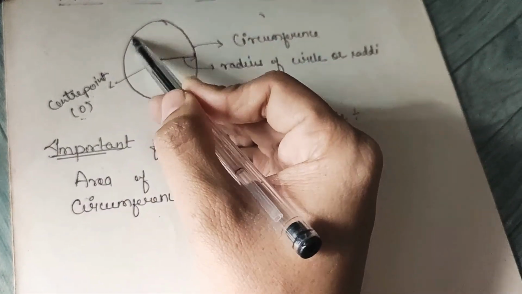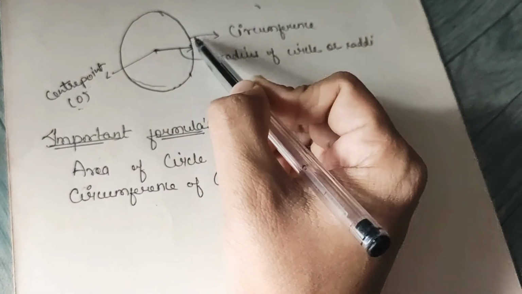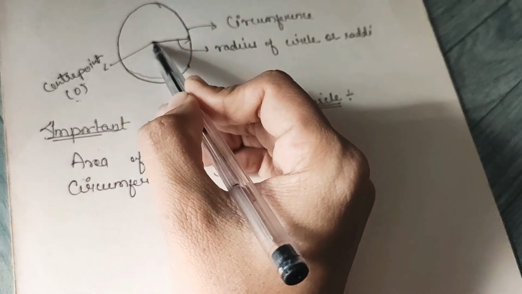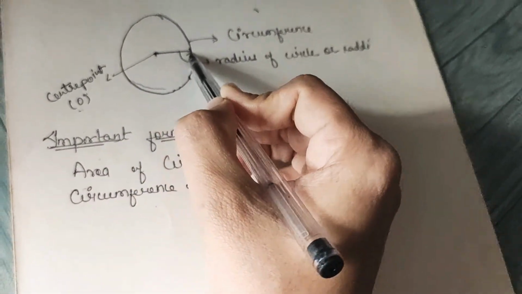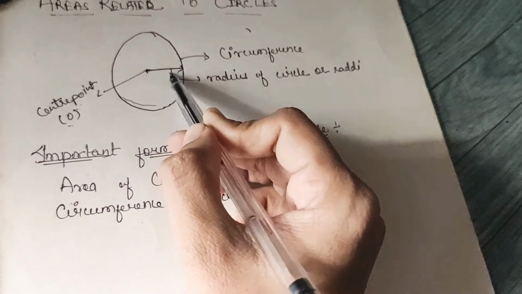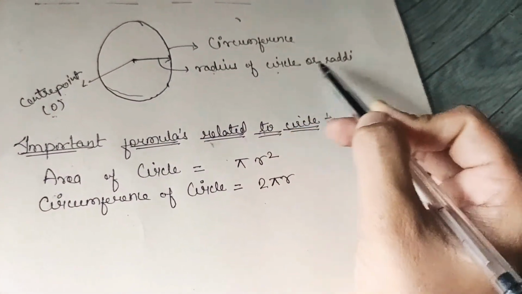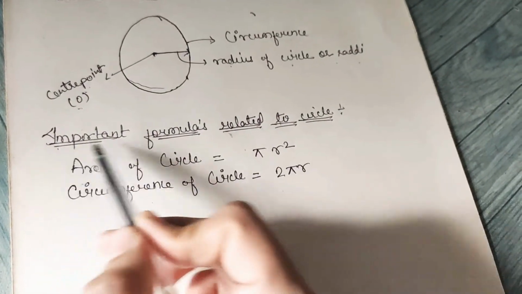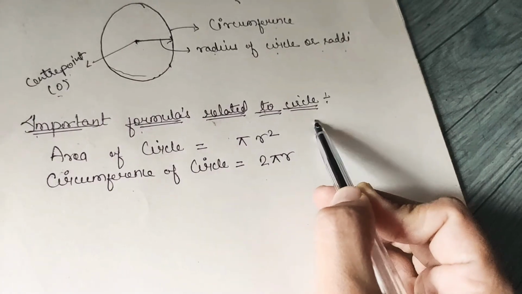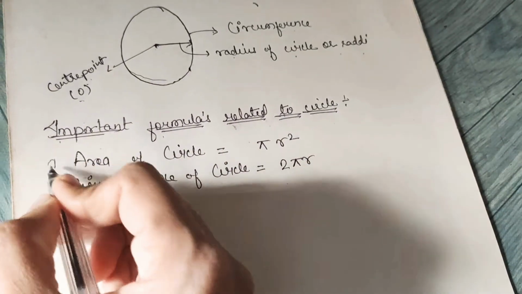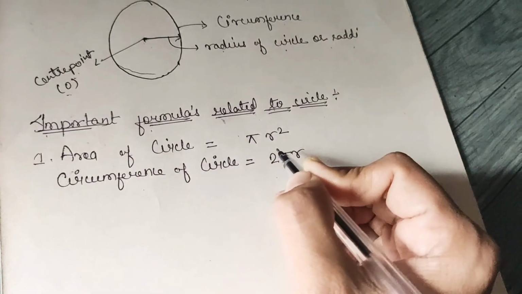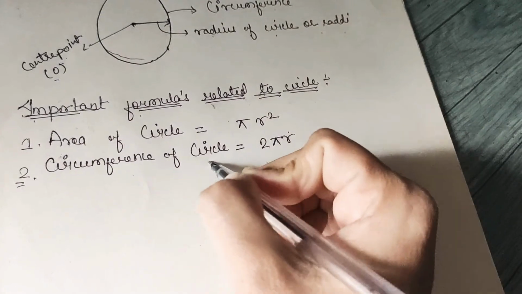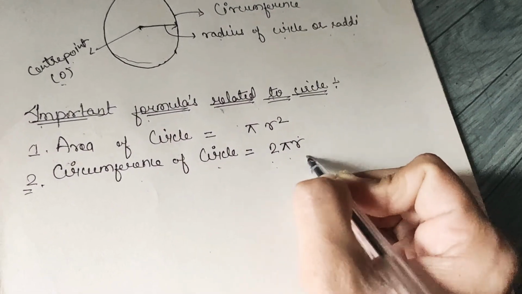Now this part is called the circumference of the circle, and the distance from the center point to the circumference of the circle is called the radius of the circle, or radii. Now let us know some important formulas related to the circle. Number one is the area of the circle. Area of the circle is what? Pi r square. And the next is the circumference of the circle, which is 2 pi r.